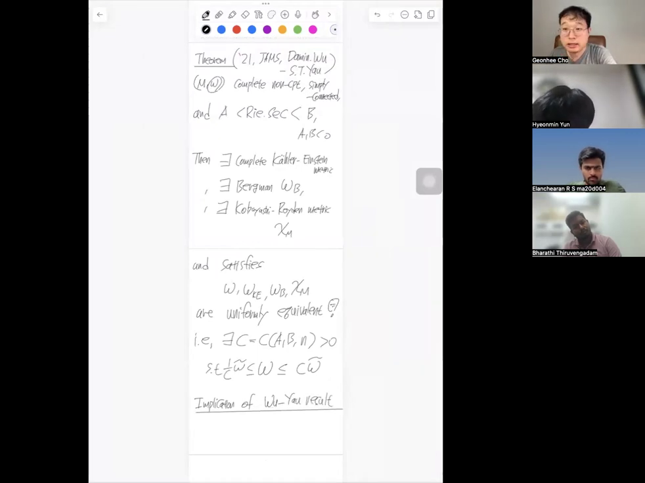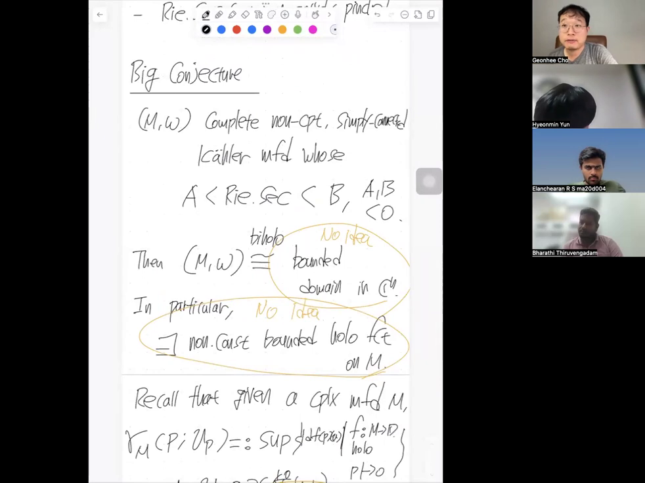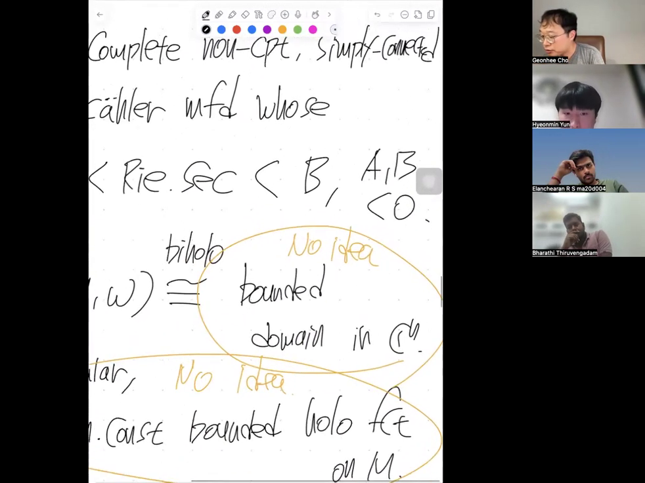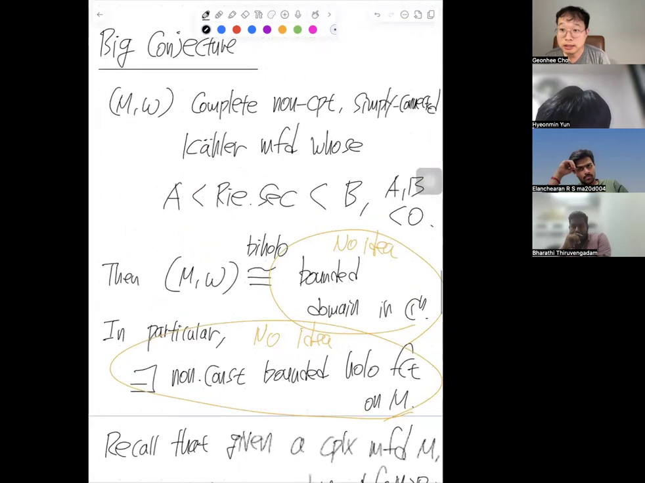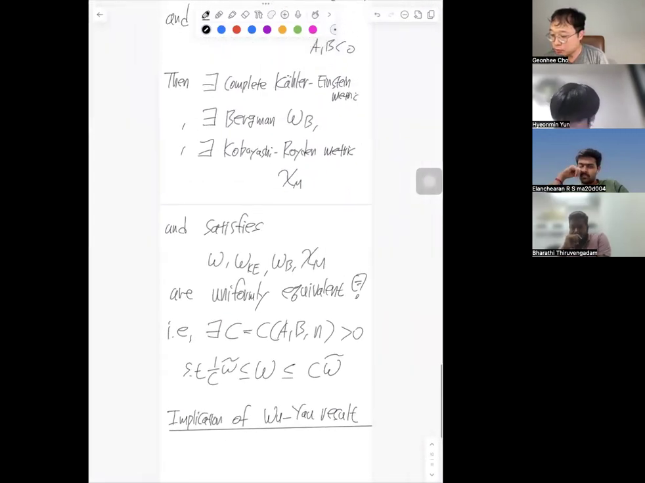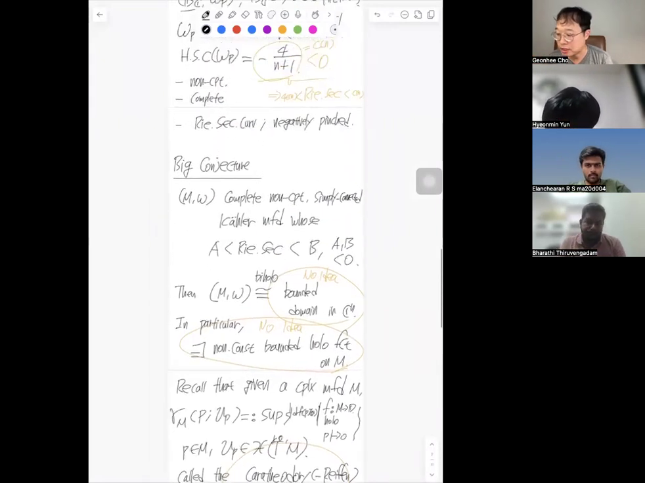Now let's look at the big conjecture again. Let's assume we already have this. With this class, M omega is conjectured to be biholomorphic to a bounded domain in Cn. Is that okay with you up to here? If we look at this result, what do we know? We have further information. This theorem implies that at least there must be a complete Kähler-Einstein metric. Are you with me? That is guaranteed. We didn't have that information in this statement yet.